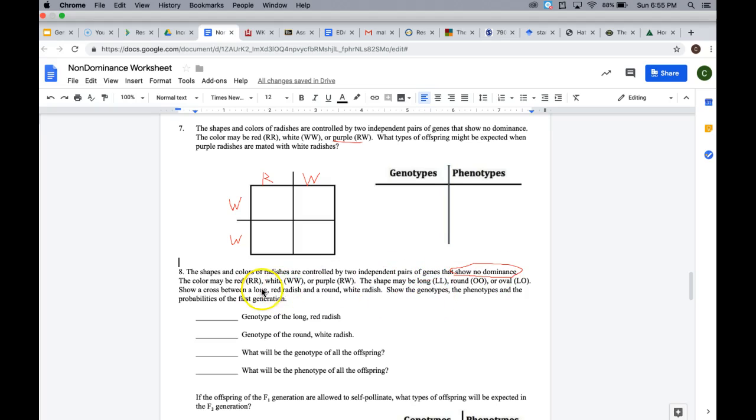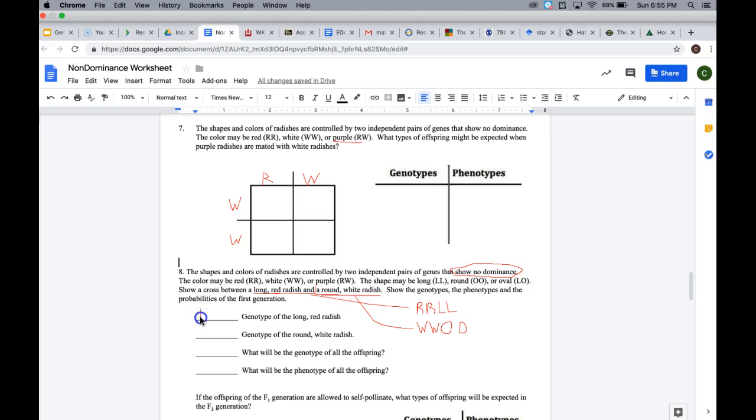So long is LL and red. So I'm going to do R, red, or long is LL, okay? And then, so that's this. And then a red radish, a long red radish, and a round white radish. So white is W, and round is O. So that's this. Okay. So genotype, we've already wrote that, so I can do this for you.